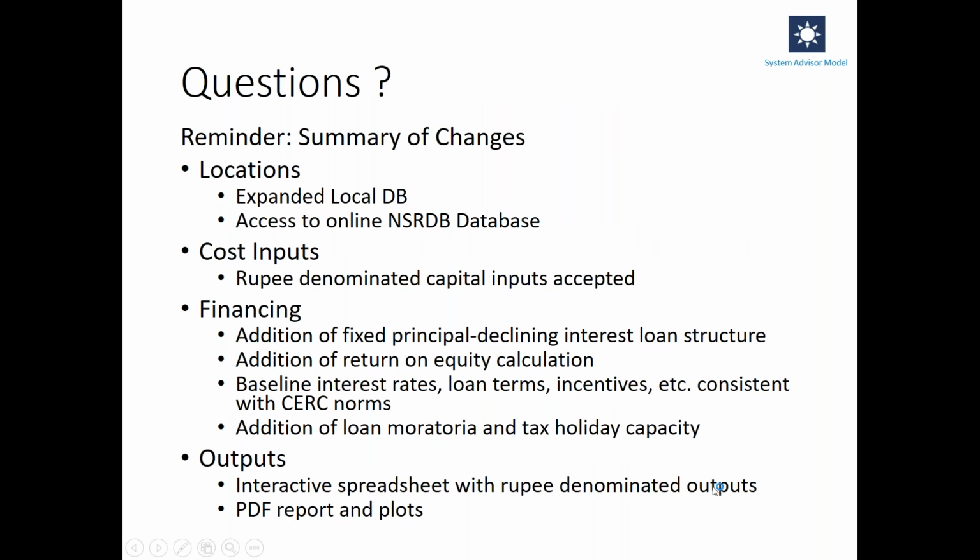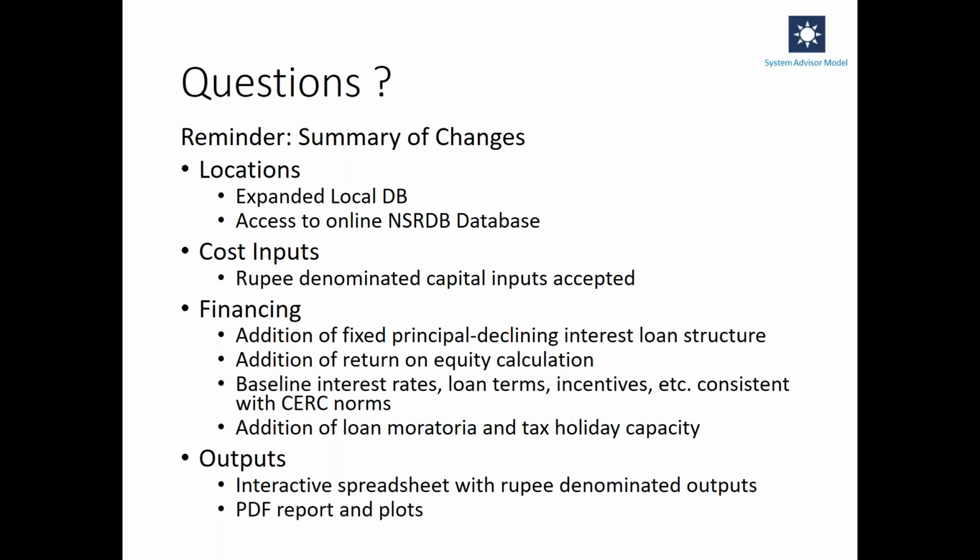So with that, I just want to summarize really quickly the changes we've made. We have expanded the location database for solar resources and enabled access to an online NSRDB database of solar resources in India. And we have given users an option to input rupee denominated values and get rupee denominated values back that are easily interpretable without placing the burden on the user to keep track of the currency units that are going into and coming out of SAM.